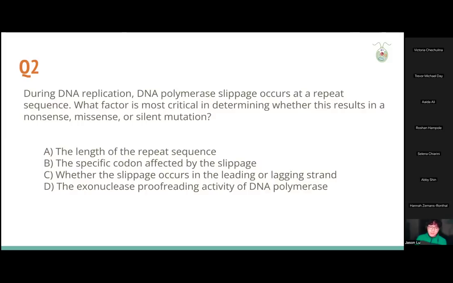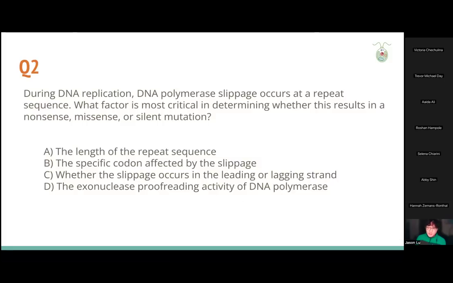So during DNA replication, DNA polymerase slippage occurs at a repeat sequence. What factor is the most critical in determining whether this results in a nonsense, missense, or silent mutation? So this is a lot of different things that we have to think about. So we're looking at DNA slippage, but the question is also asking about nonsense, missense, or silent mutations. So what about DNA can cause missense, silent mutations? That's going to be a change in our base pairs and a change in the codons at the end of the day.